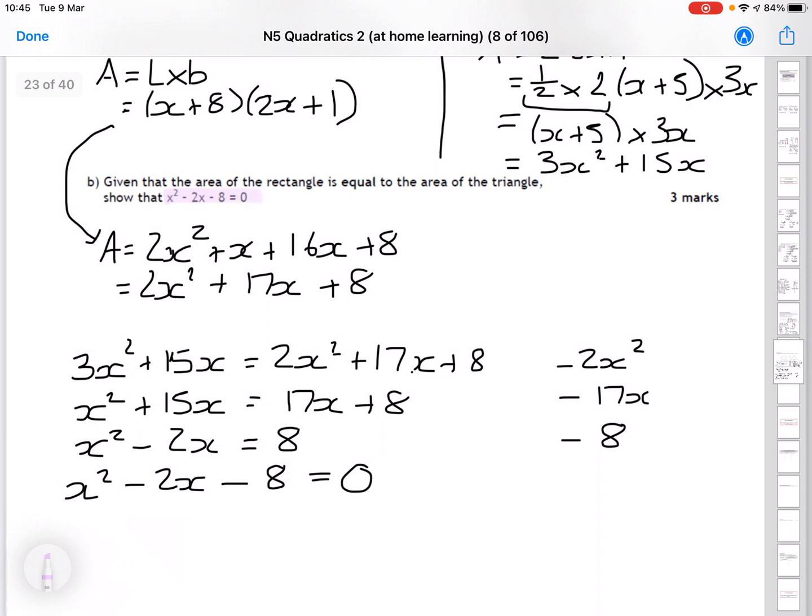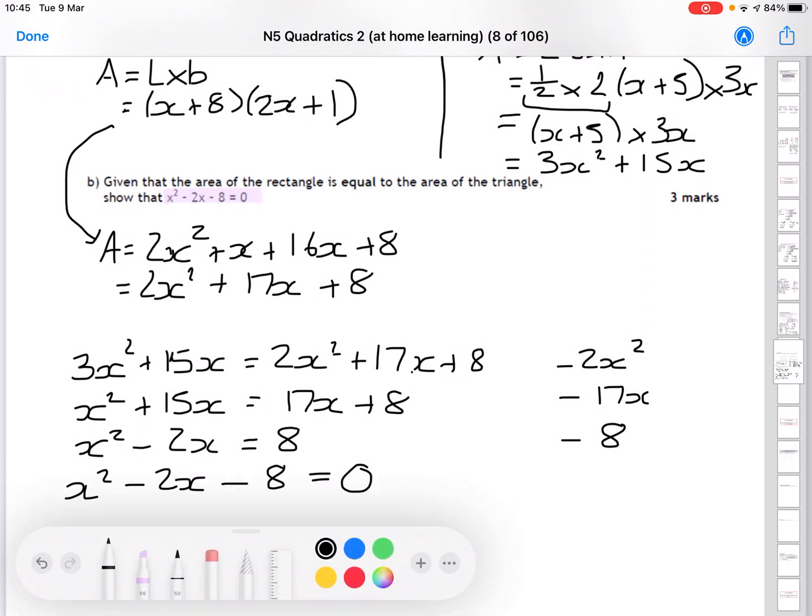You can see it just there: x squared minus 2x minus 8 equals 0. So that would be that part of the question done, because we have got our final line of working to be what it was in the question we were asked to show.